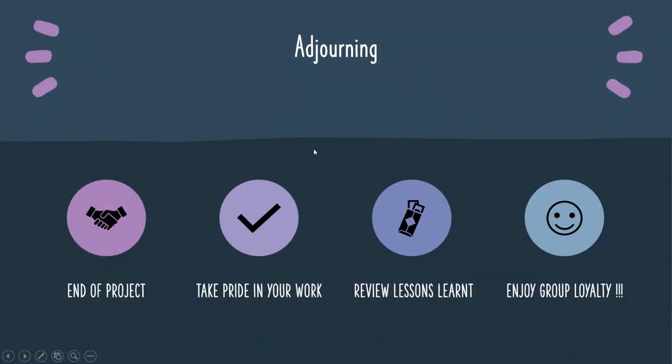The last and final stage is adjourning. This is almost towards the end of the project, wherein team members take pride in the work that they have done. They review the lessons that they have learned and their takeaways. They enjoy the group loyalty at this stage. Not all teams can reach this particular stage.